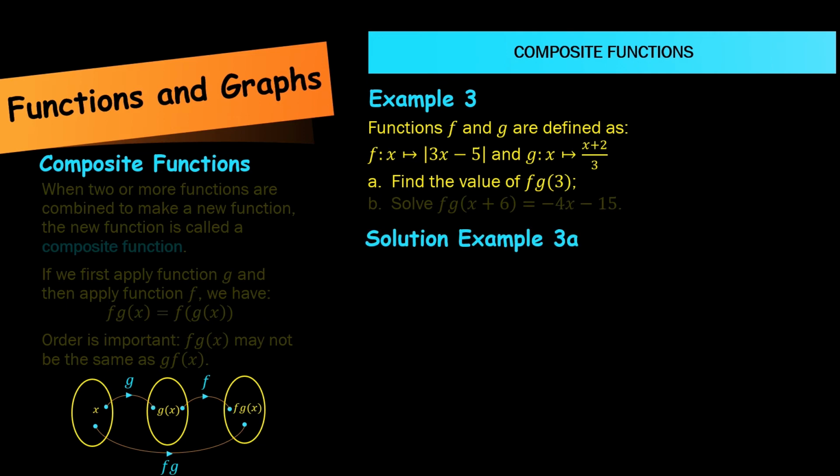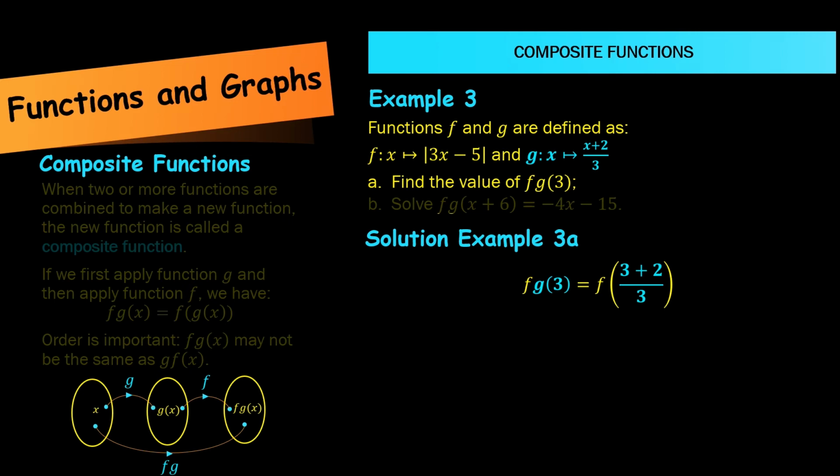Functions f and g are defined as f such that x is mapped to mod 3x minus 5 and g is such that x is mapped to x plus 2 all over 3. We are required to find the value of fg of 3. In this example, we first begin with g of 3. So we plug in x equals 3 into the equation for g of x, as shown here. The equation for g of x is x plus 2 all over 3.